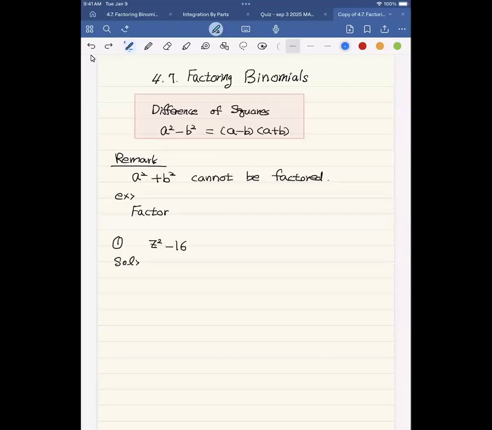In this section, we want to learn about factoring binomials. There are three important formulas you have to remember from this section. Those are difference of squares. That's a squared minus b squared equals a minus b times a plus b.